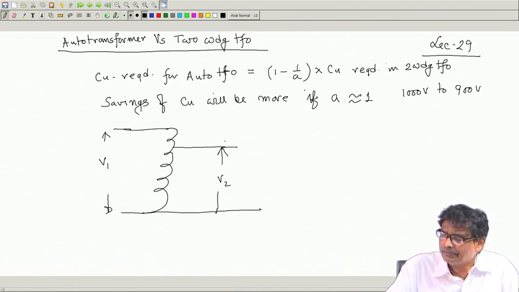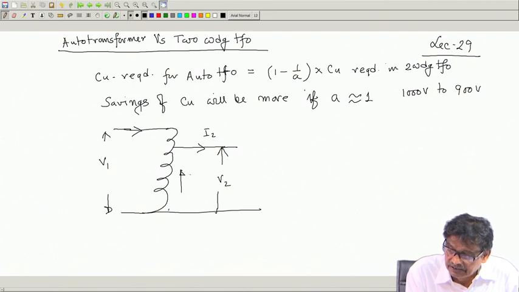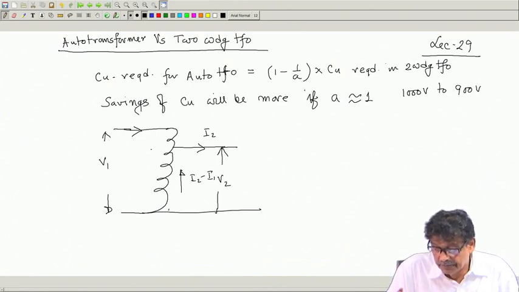Transformation ratio, for example, 1000 volt to 900 volt, then savings of copper will be quite large, because for this portion you require thinner wire, I 2 minus I 1. This is I 1, this is I 2, and this is I 2 minus I 1. Savings of copper will be much more. But then the problem of isolation still remains.